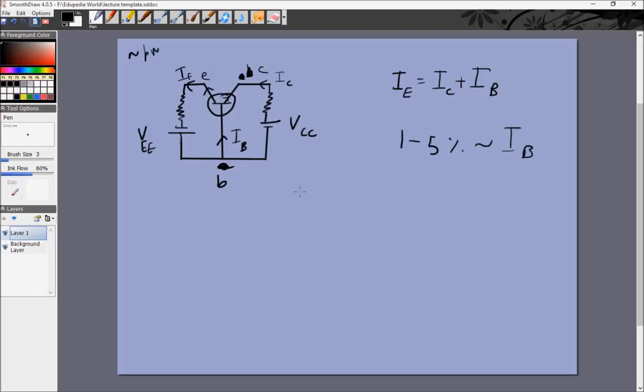There are two parameters which define the working of a transistor or characterize the working of a transistor, and they are called the alpha and beta parameters. The alpha parameter is equal to IC by IE, and it is typically about 0.95 to 0.99. Most of the current going from the emitter, most of the electrons going from the emitter into the base directly go to the collector.